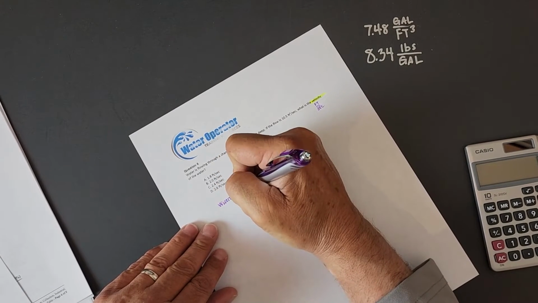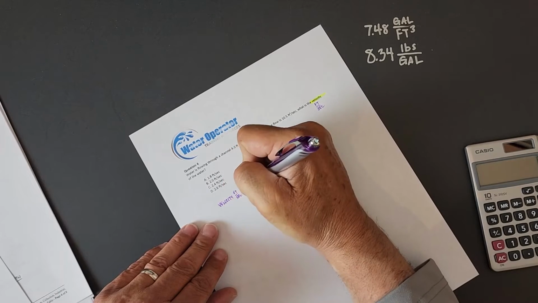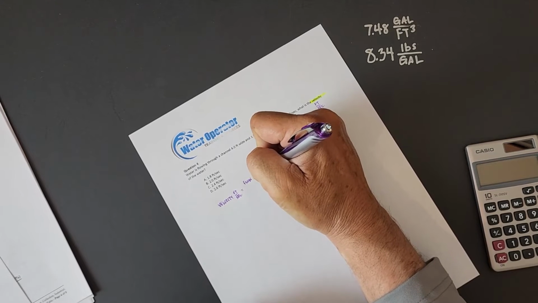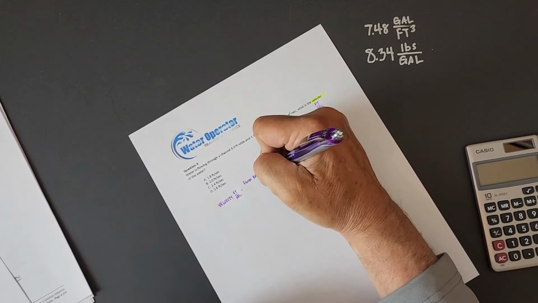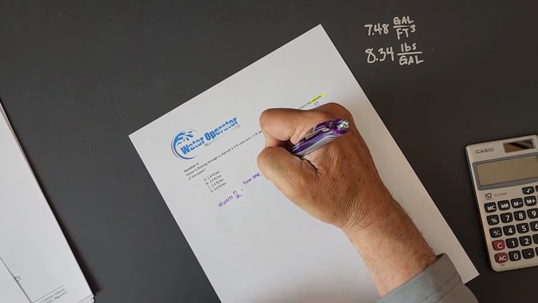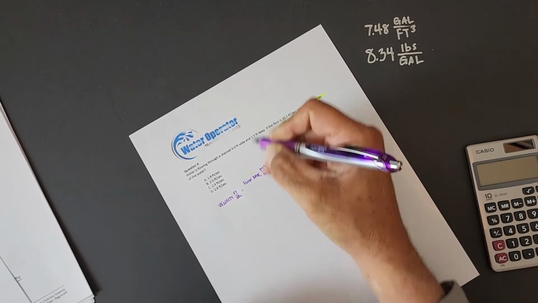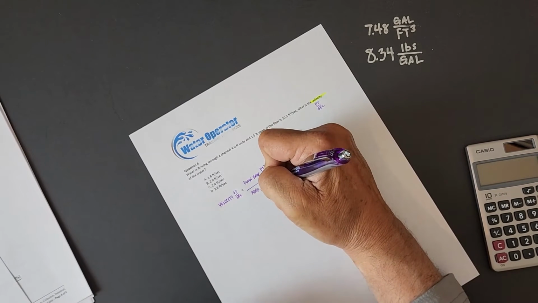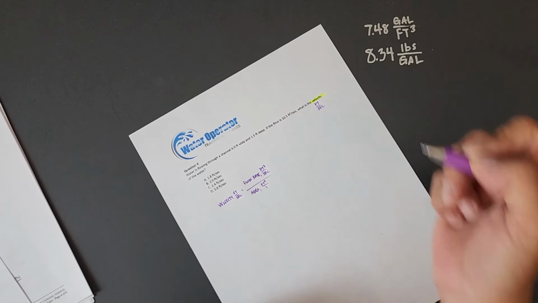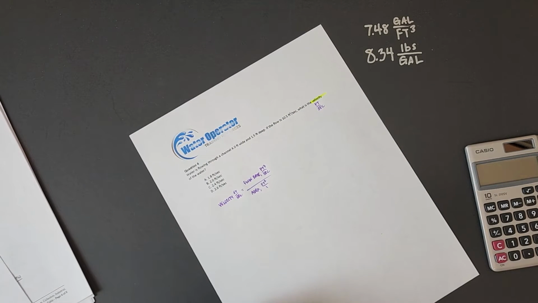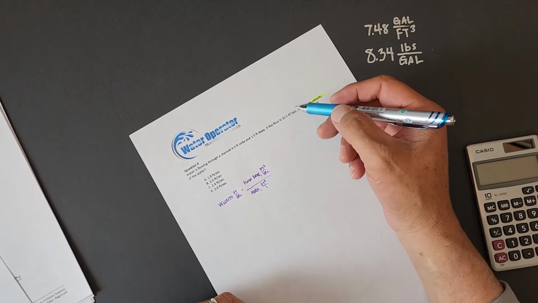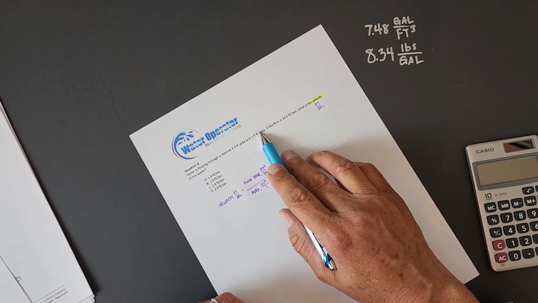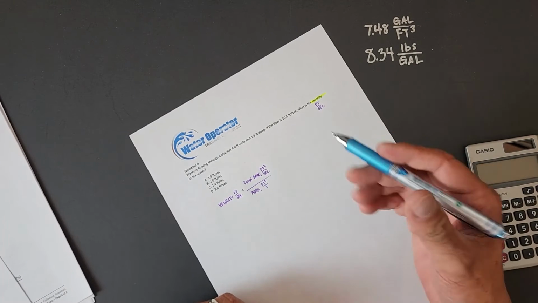Velocity in feet per second equals the flow rate, which is in cubic feet per second, and the area, which is in square feet. Now again, they didn't give us the area. We need to take the width and the depth to calculate out the square footage, the area.